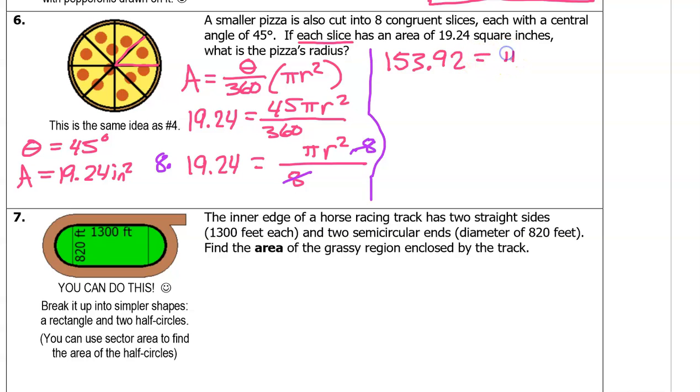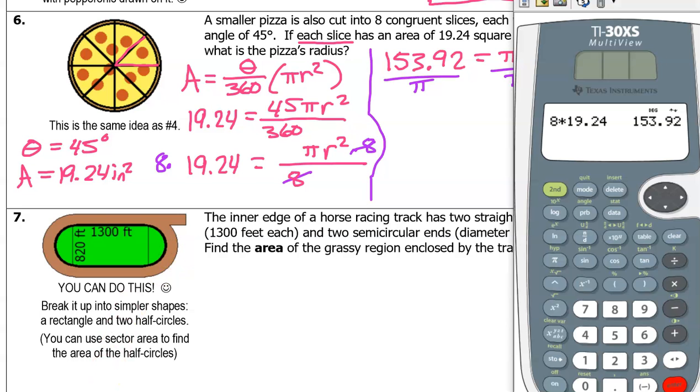And that equals pi r squared. Next, let's divide both sides by pi, and that will get r squared by itself. So we divide both sides by pi. I can just go ahead and hit divided by pi, and that gives us this. This is not the final answer, so let's temporarily keep 4 decimal places.